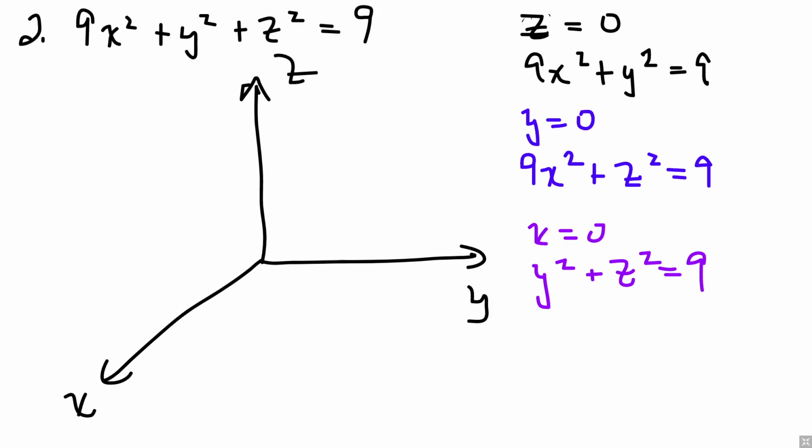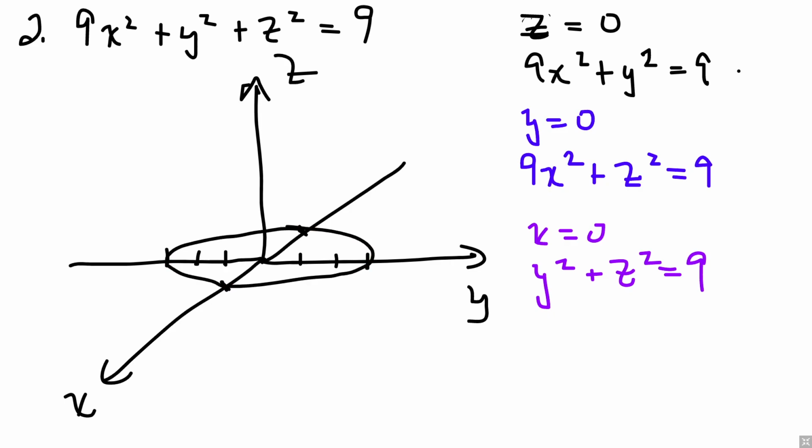So the first time I'm going to be in the xy plane. If I look at that, basically I'm going to be graphing an ellipse. On x, I'm going to go 1 unit positive, 1 unit negative. In y, I'm going to go 3 units positive, 3 units negative. That generates my ellipse in the xy plane.